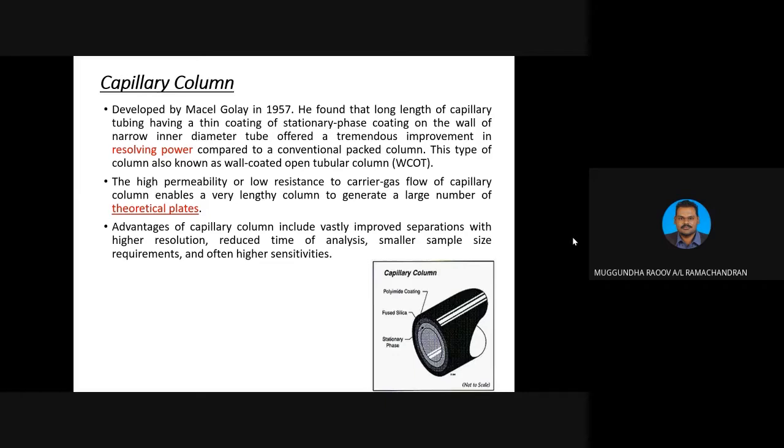Basically, the high permeability or low resistance to carrier gas flow of the capillary column enables a very lengthy column to generate a larger number of theoretical plates. Class, as you all know, as the theoretical plates increase, the efficiency of the column also gets better. So the advantage of the capillary column is that we can improve the separation with high resolution, reduce the time of analysis, need a smaller sample size, and get more sensitivity. Actually, it has higher sensitivity compared to the packed column.